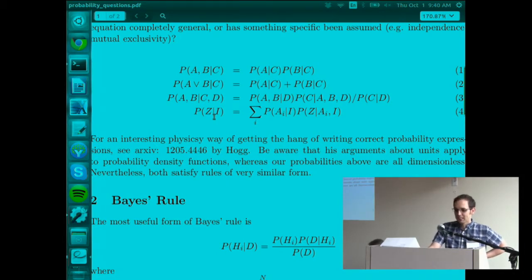In fact, Z is very dependent on A_i in general. Well, it doesn't have to be, but I'm confused at the moment. Sorry.